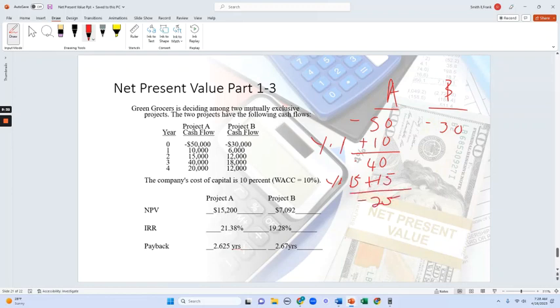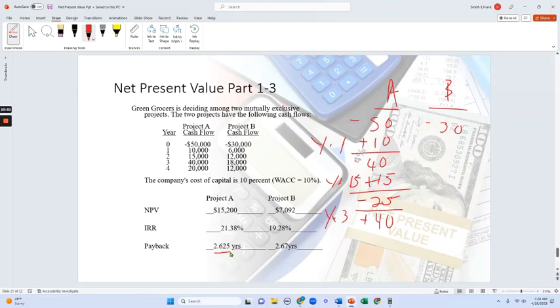The third year cash flow, year three, is actually 40,000. So we know we're going to have more than enough money to pay ourselves back. So it is a ratio between the 25 and 40. And you end up with the 2 years that you had to go, and the ratio of 25 divided by 40 is 0.625. So it takes you 2.625 years to pay yourself back on project A.